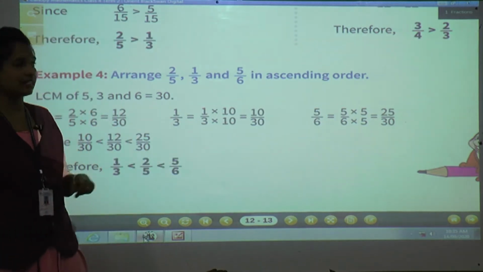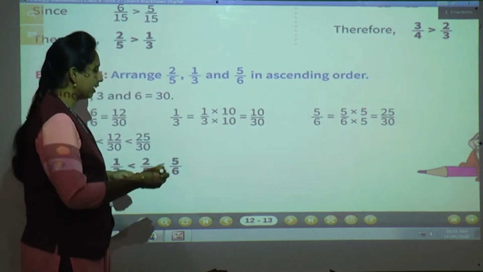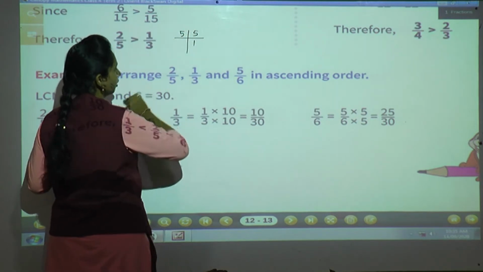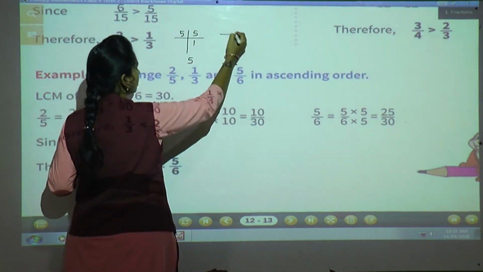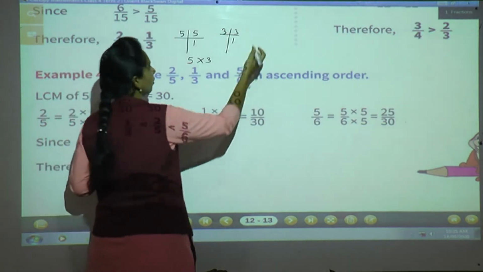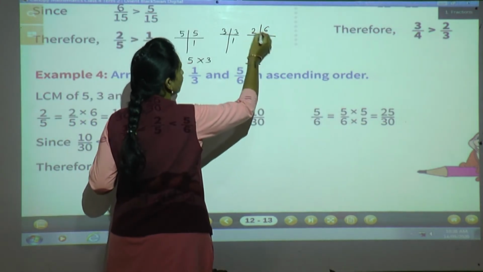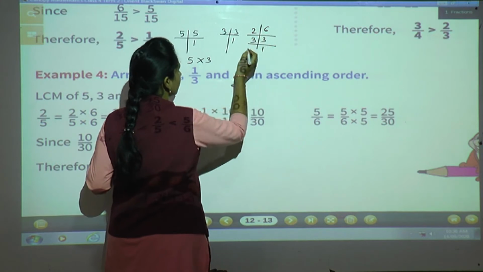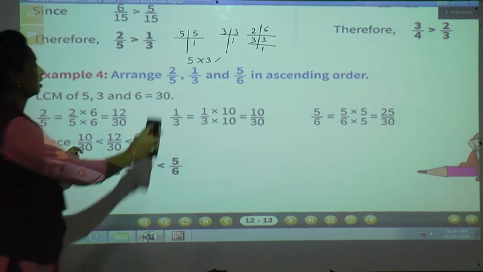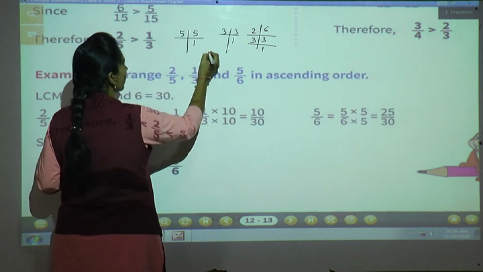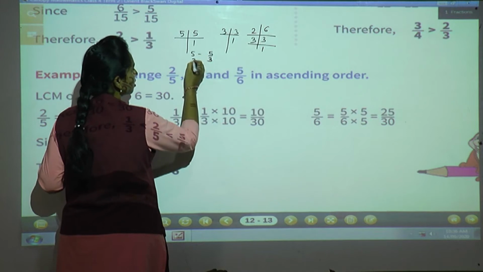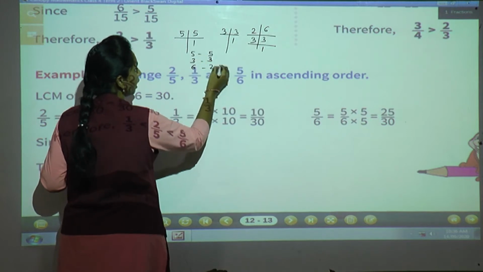We have to find out the LCM of denominators. So how will you find out? See, 5 ones are 5, okay? So 5. And the next is 3, 3 ones are 3, so multiplied by 3, isn't it? Now what about 6? 2 3s are 6, 3 ones are 3. So see, the factor of 5 is 5, of 3 is 3, and of 6 is 2 and 3.